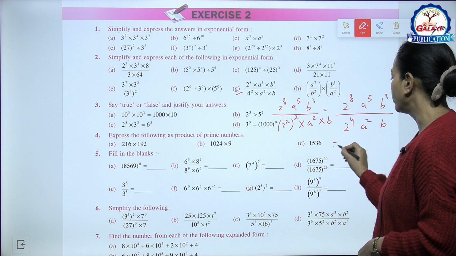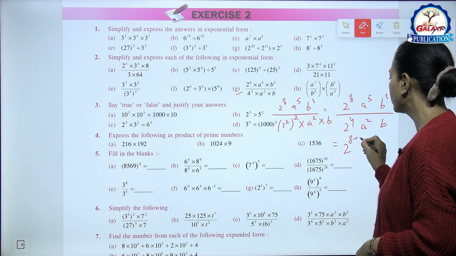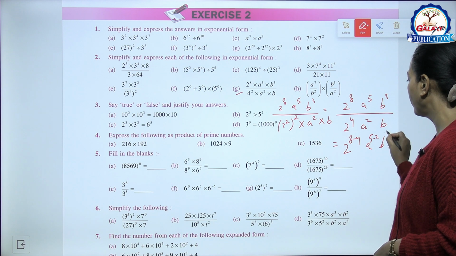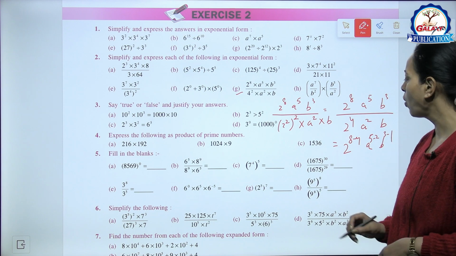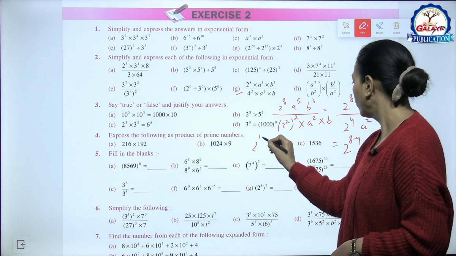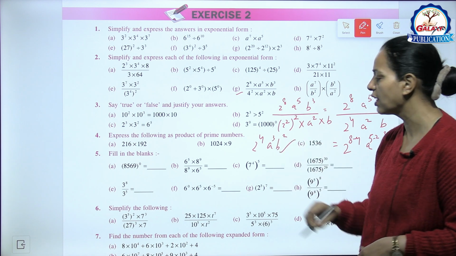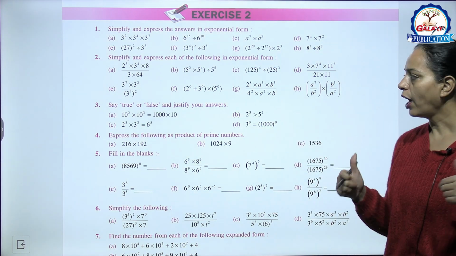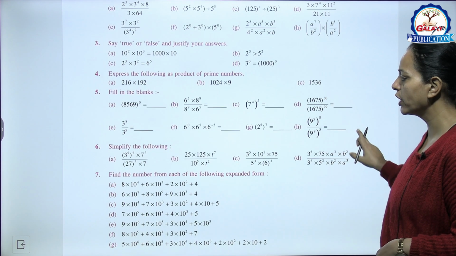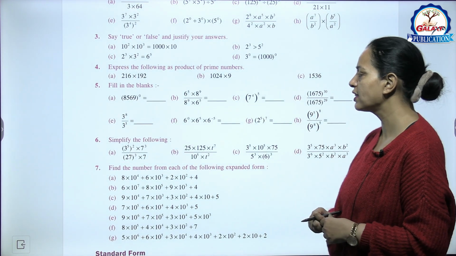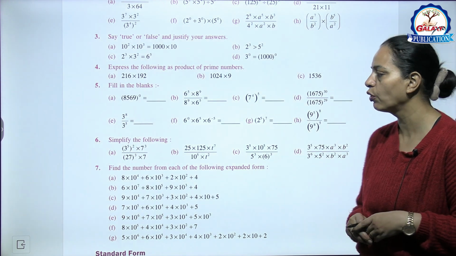Now what will you get? 2 raised to power 8 minus 4, a's power 5 minus 2 and b power 3 minus 1. So answer is 2 raised to power 4, a cube, b square. So this is the value. Okay. I hope this is clear to you. Similarly, you can try remaining parts. See question number 3, say true or false and justify your answer. You can try this one on your own.